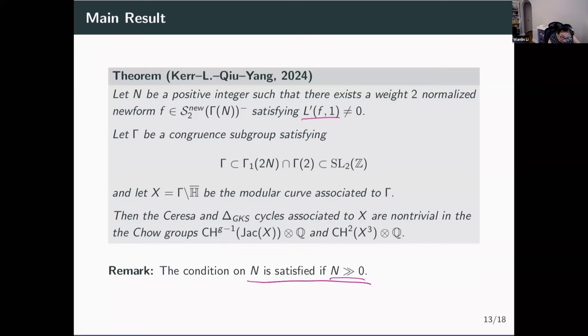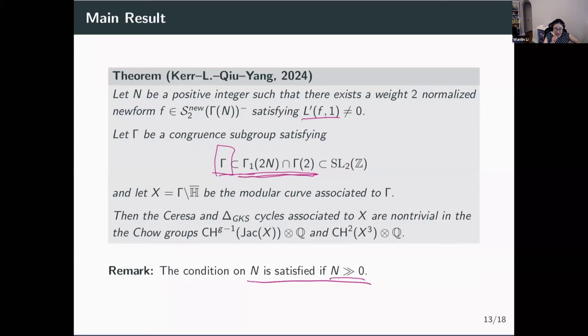And for such an n, let gamma be a congruence subgroup that is contained in the following group. First of all, you take gamma 1 of 2n, and then you add the full two-level structure. So consider this congruence subgroup. For any gamma that is smaller than that, or covered by a modular curve coming from this congruence subgroup, we could show that the modular curve corresponding to such a gamma has non-torsion Ceresa and modified diagonal cycle. So we were able to prove the non-triviality of Ceresa and the modified diagonal cycle for such a gamma. Okay, so this is our result.